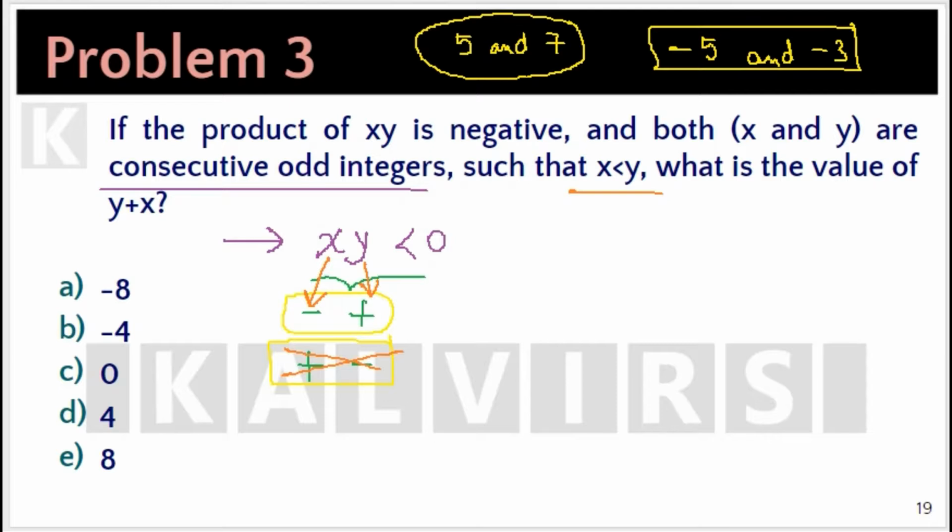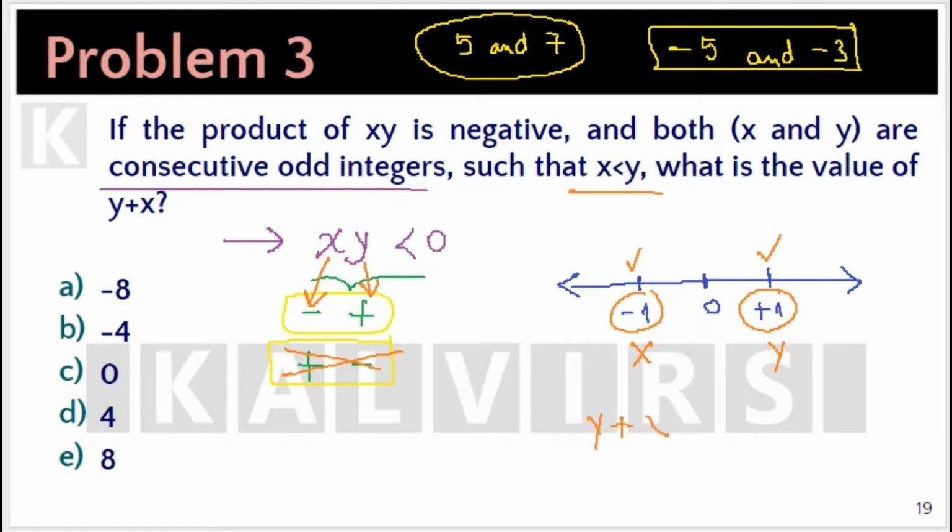Now, x and y are consecutive odd integers, but one of them is negative and one of them is positive. This is a number line. Here we have +1 and -1. This is the only pair of consecutive odd integers where one of them is negative and one of them is positive. Therefore, x must be -1 and y must be +1. And finally, y plus x must be 0.